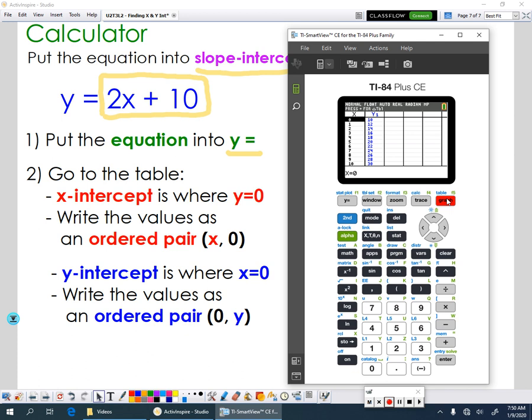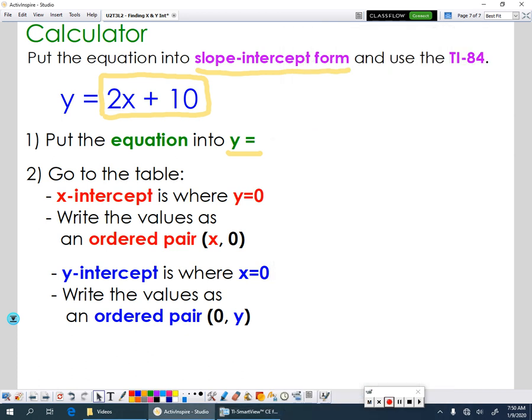Now what we're looking for, remember, is we want to find the place where x equals 0 and where y equals 0, because those are going to be our two intercepts. So when we have x equals 0, we can see that y equals 10. So our first intercept is going to be 0, 10. That's your y-intercept.